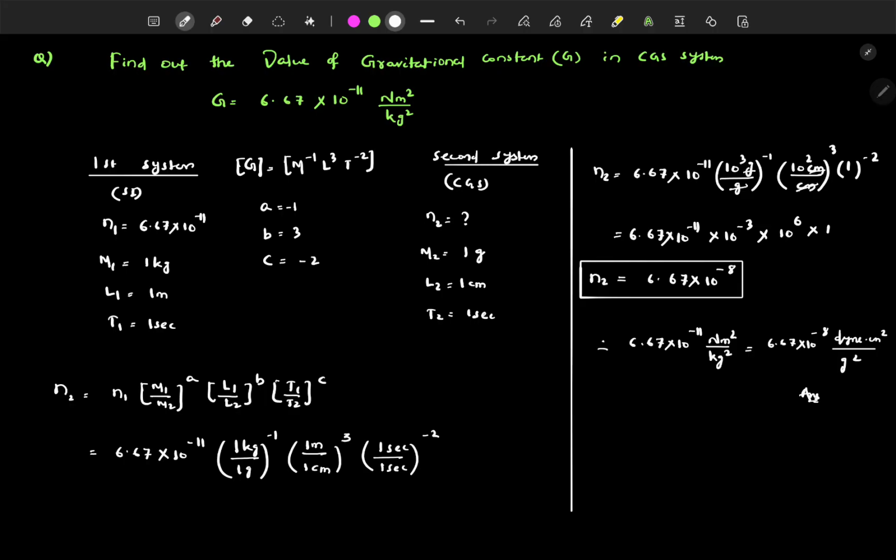Okay. Let's discuss one more variety of this type of question. Yes, you may face a question like this. The third one is very important. This is the third numerical.